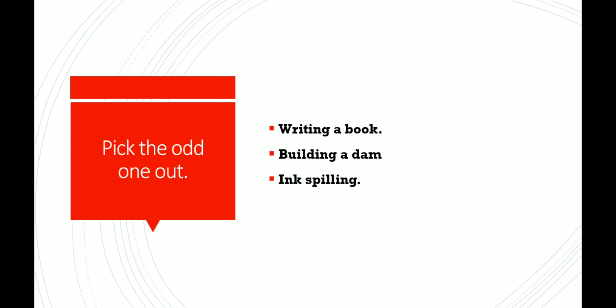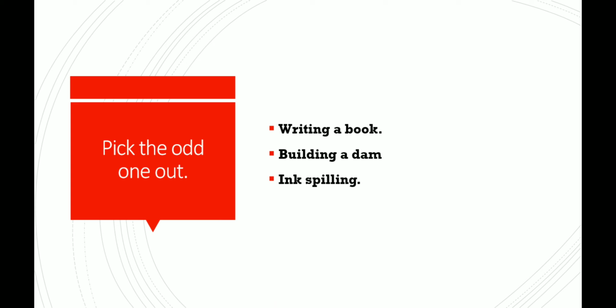Then the next question is, given that, pick the odd one out. The question number 1 goes like this: boiling an egg, preparing idli, writing a book and baking bread. Here, writing a book is the odd man out. The reason is that it is a physical change.